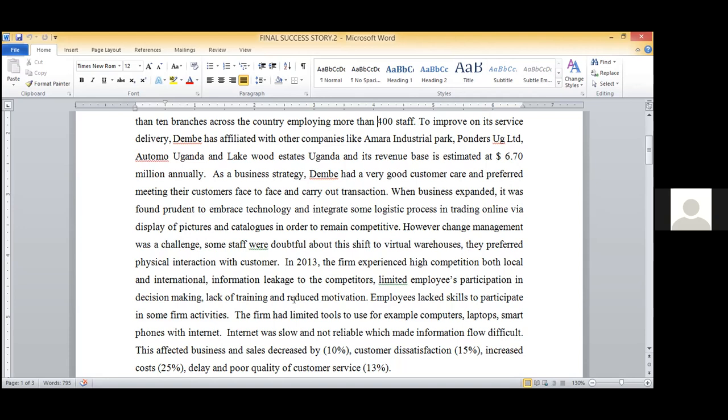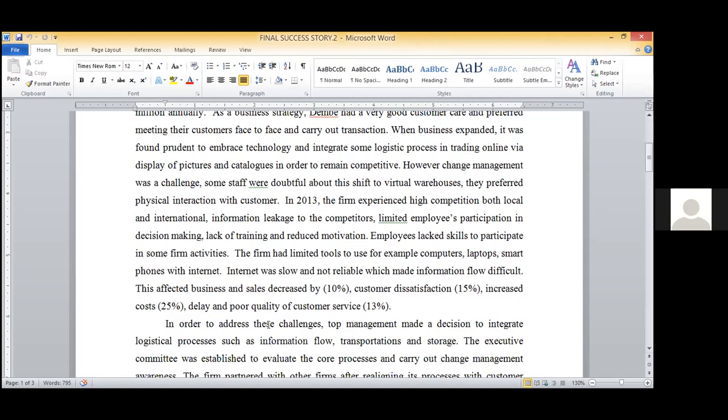In 2013, the firm experienced high competition, both local and international. Information leakage to competitors, limited employees' participation in decision-making, lack of training, and reduced motivation. Employees lacked skills to participate in the firm activities. The firm had limited tools to use, for example, computers, laptops, smartphones with internet. Internet was slow and not reliable, which made information flow difficult.